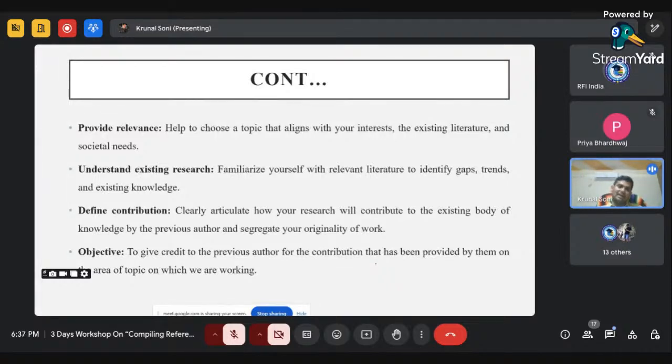So clearly articulate how your research will contribute to the existing body of knowledge by the previous authors, and segregate your originality of work, right? So you have to define your contribution in terms of how your research contributes to the existing body of knowledge with regard to the previous authors, and segregate your originality of work.